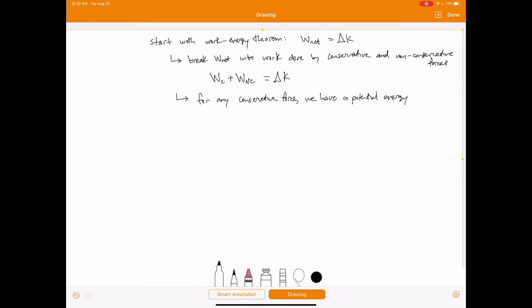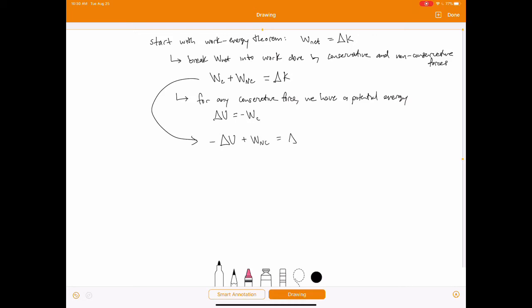And do you remember how to relate the two? It's given by, here, the change in potential energy is equal to minus W. That's how we define it. So therefore, when I see the work done by the conservative force, I can replace that with minus delta U. And then we'll add that to W_NC.